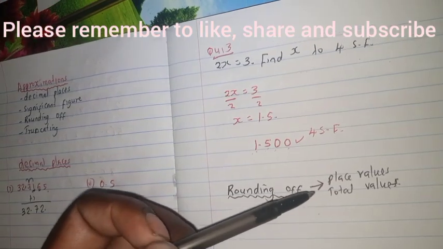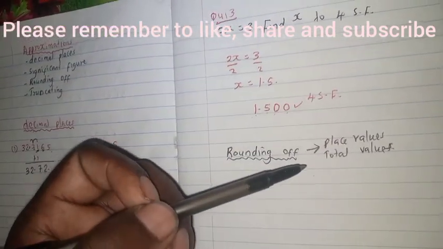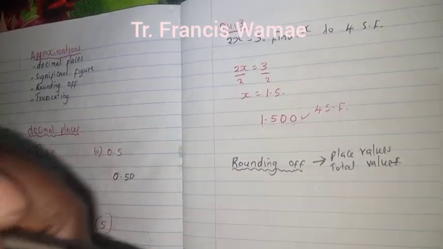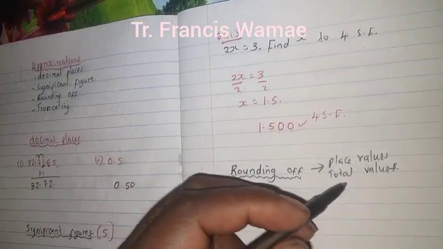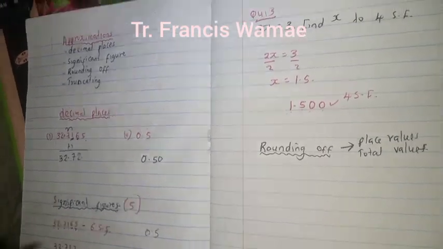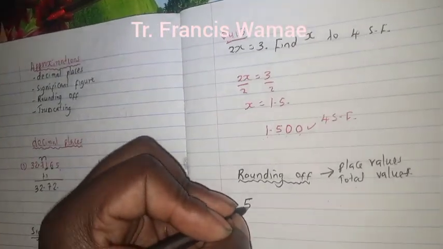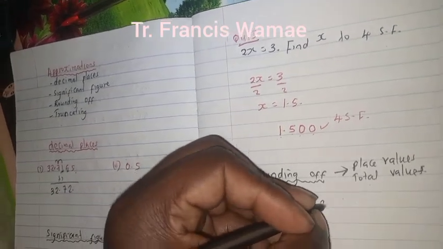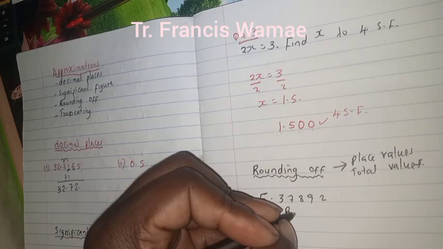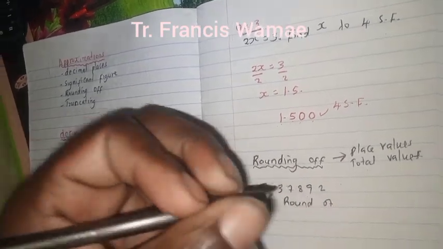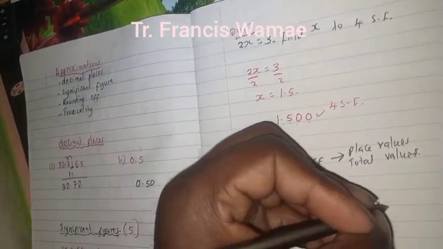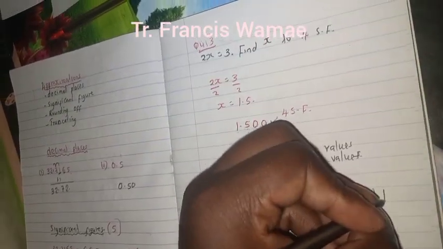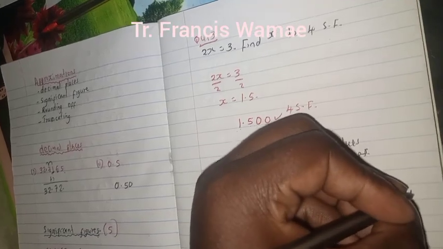If we are rounding off, let's say for example to the nearest hundredths, then we are going to check the number at the hundredth position, and we just do the same as with significant figures. For instance, if we have 5.37892, and the question says round off to the nearest, let's say, hundredths.